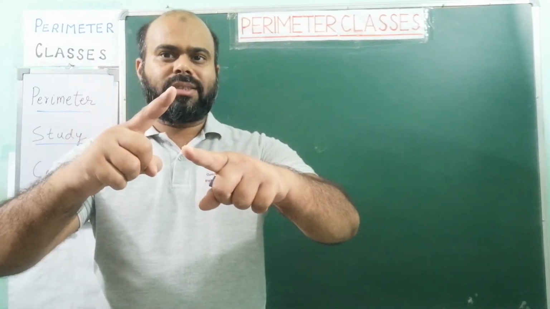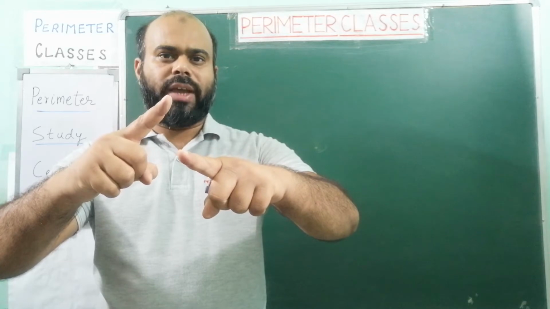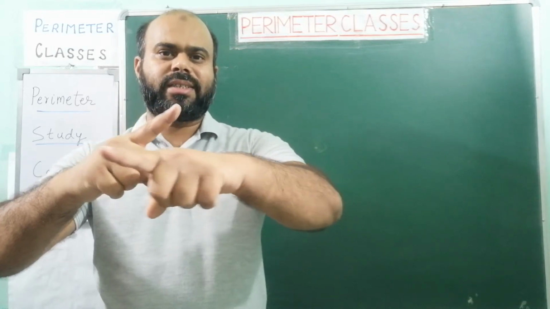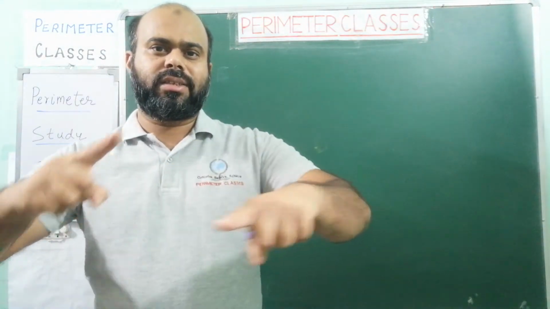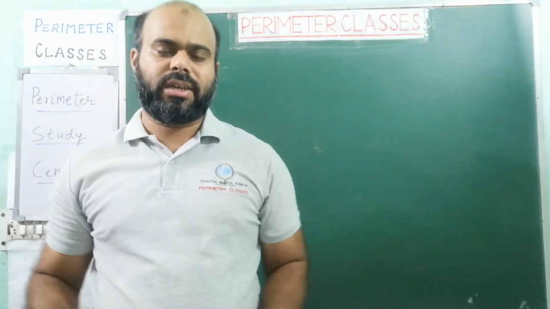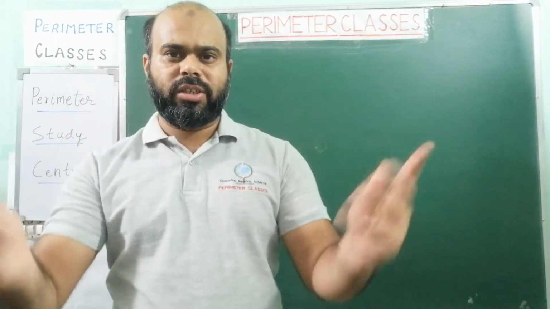So what are skew lines? These two fingers are sort of skew lines because they are neither intersecting nor are they parallel. This is going like this, this is going like this. So these are neither intersecting nor parallel in three-dimensional space.